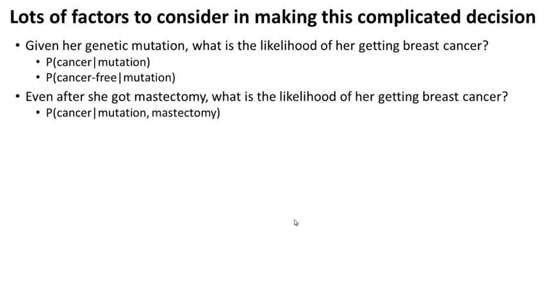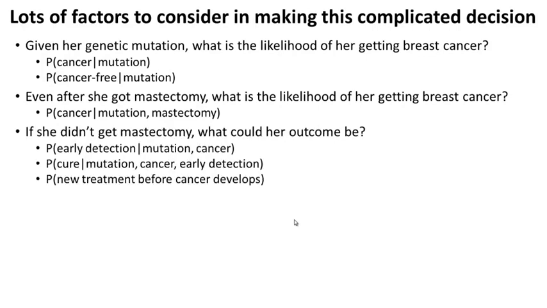For instance, even after she had her breasts removed, what is the likelihood of her still getting breast cancer? If she didn't have her breasts removed, could frequent checkup detect early signs of cancer if it develops? If cancer can be detected early, is there an effective treatment or cure? Even if there is no effective treatment now, new effective treatments continue to be developed for all sorts of diseases every year. What is the probability that an effective cure may be developed before her cancer develops?